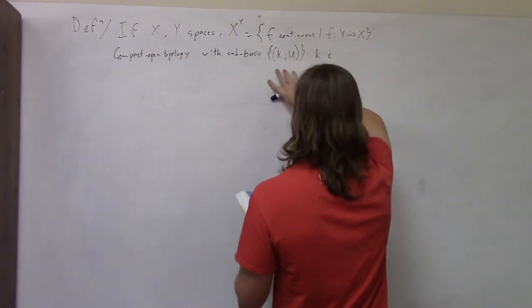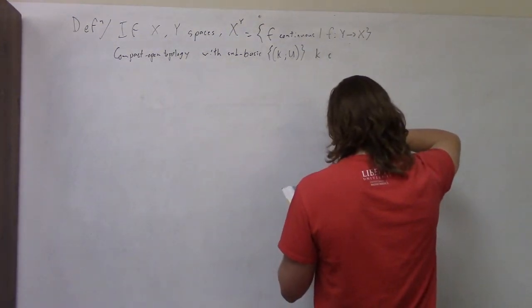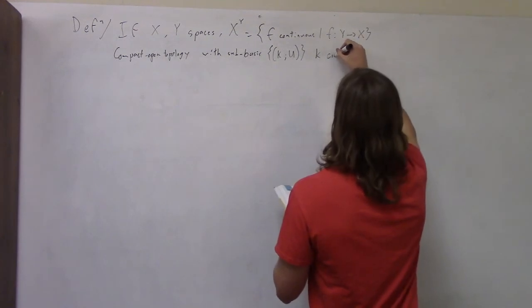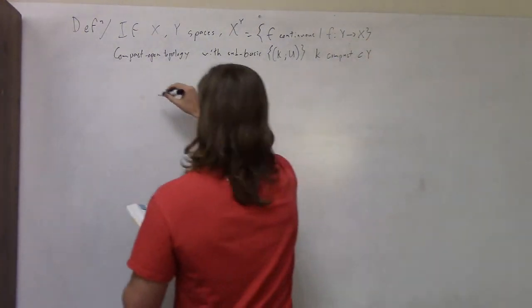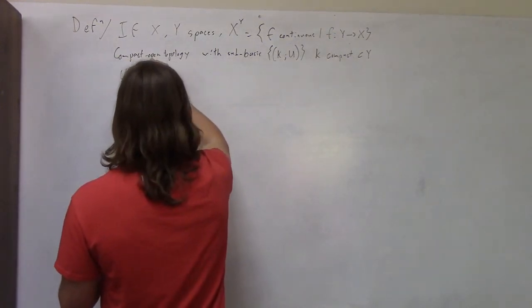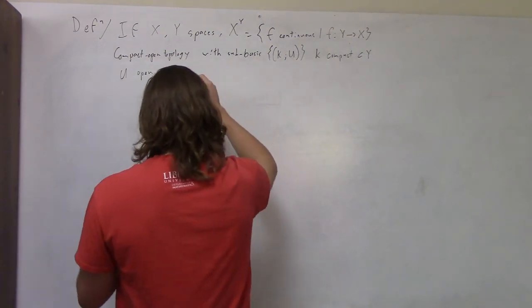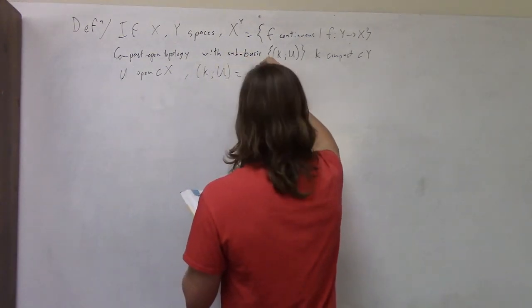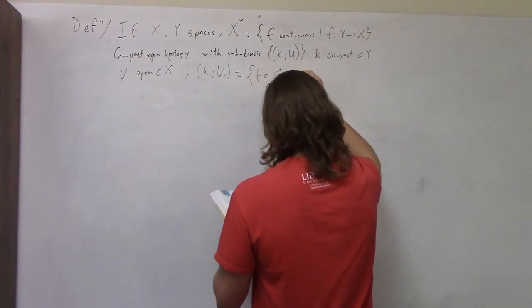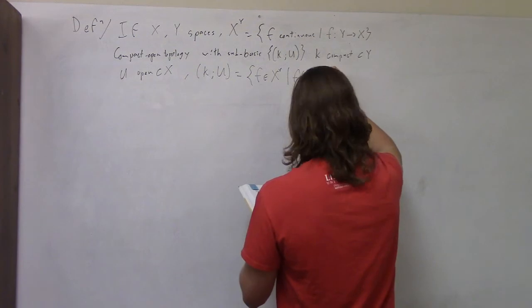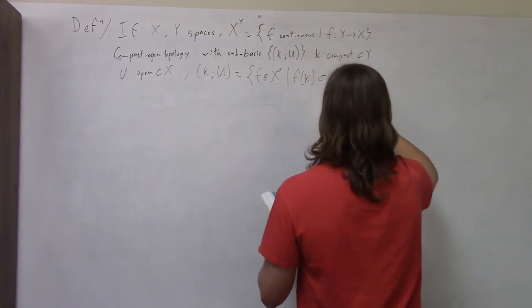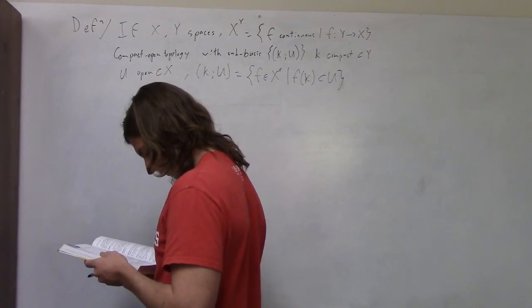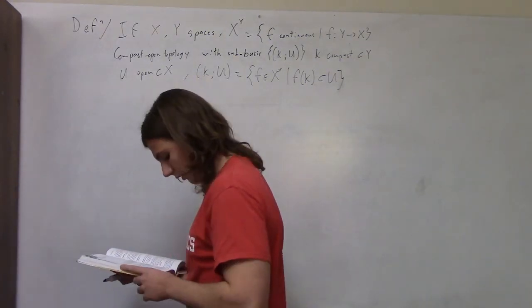Okay, so a basis of this topology is going to consist of all sets (K, U), where K is a compact subset of Y, and U is an open subset of X, and (K, U) is the set of all f such that f of K is a subset of U. Since that's a basis, we can construct other open sets from that.